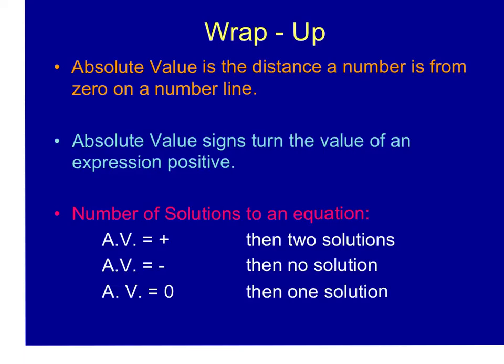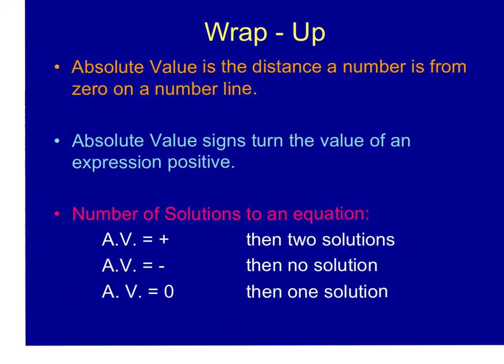This last slide here is a nice summary. It goes over your definition one last time. The distance a number is from 0. What happens algebraically and to the actual number. It's going to turn the value of the expression positive. And then the number of solutions is a nice chart down here you might want to put in your notes.